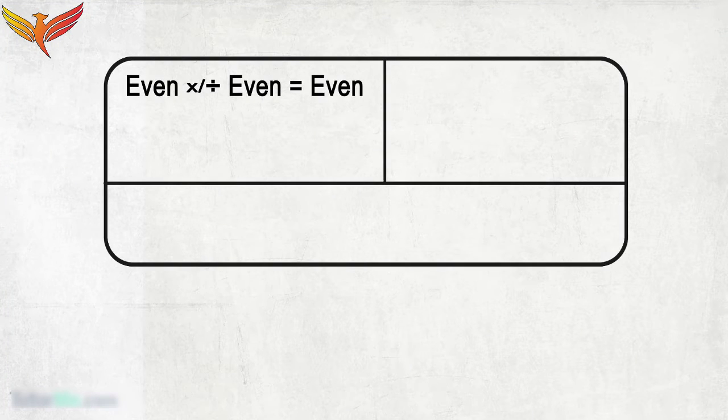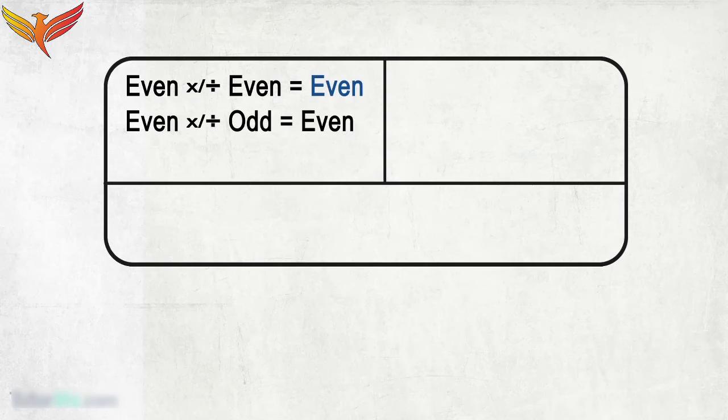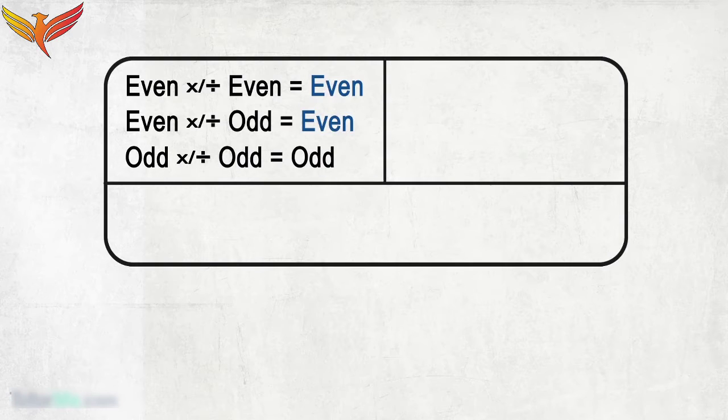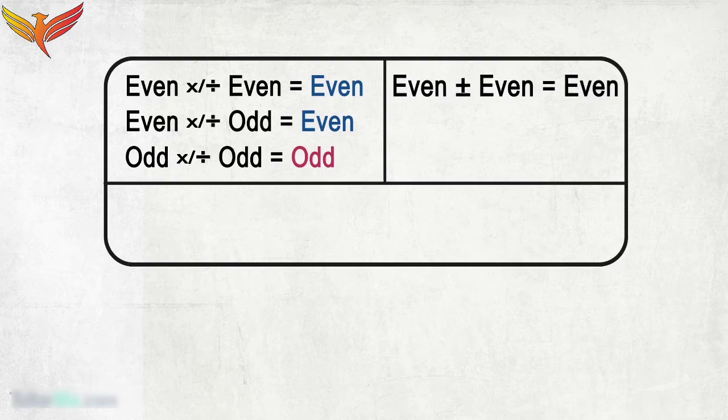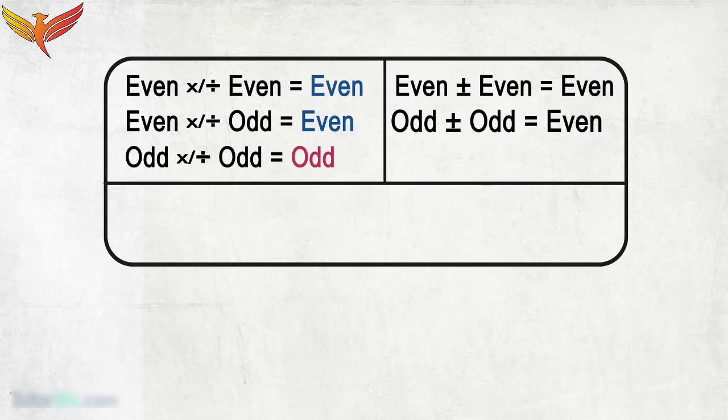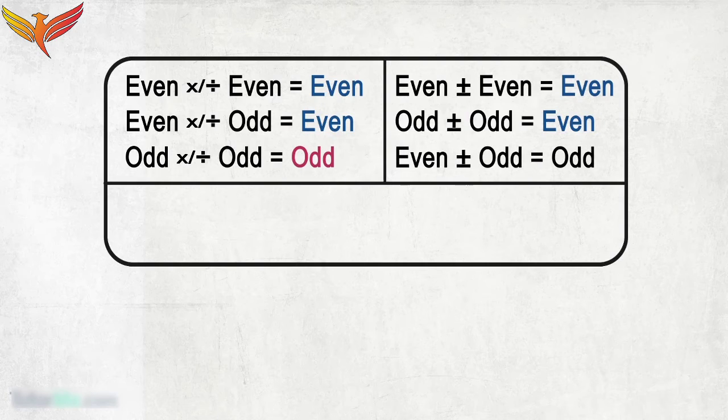For multiplication and division, 2 even numbers will always result in an even number. An even and odd number will also result in an even number, while 2 odd numbers will result in an odd number. For addition and subtraction, both 2 even numbers and 2 odd numbers will net an even number, while an even number and an odd number added or subtracted will net an odd number.